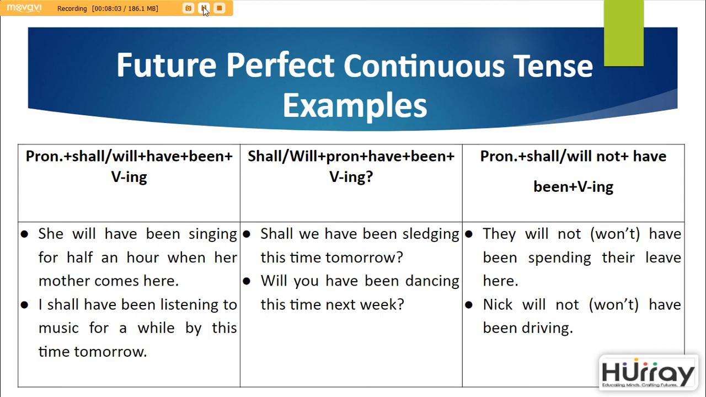Next, shall or will plus pronoun plus have plus been plus verb ending in ing. This time, it is a question. Shall we have been sledging this time tomorrow? Will you have been dancing this time next week? Pronoun plus shall or will not, plus have been plus verb ending in ing. They will not or won't have been spending their leave here. Nick will not or won't have been driving.